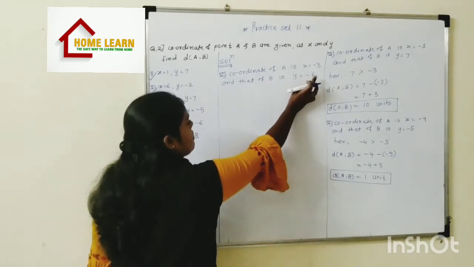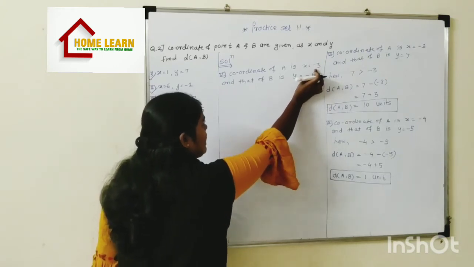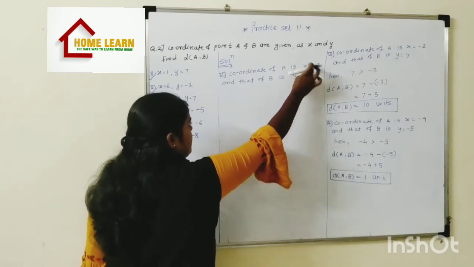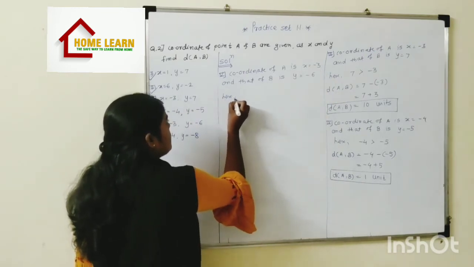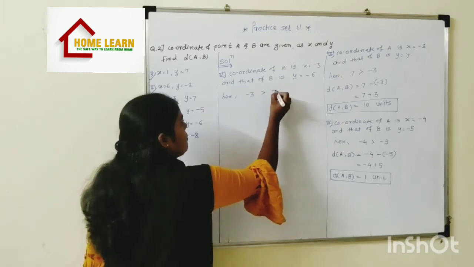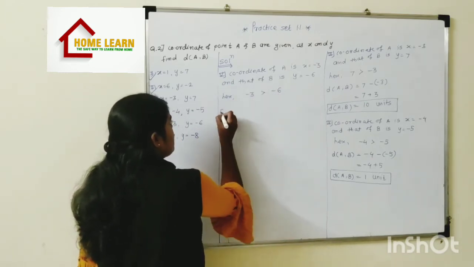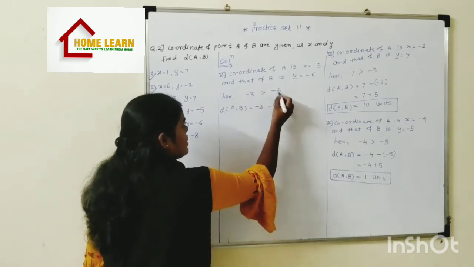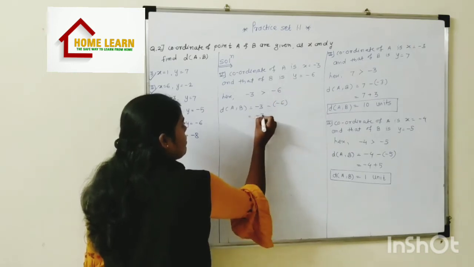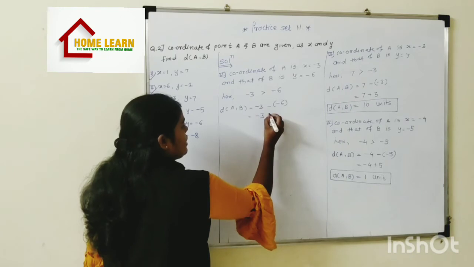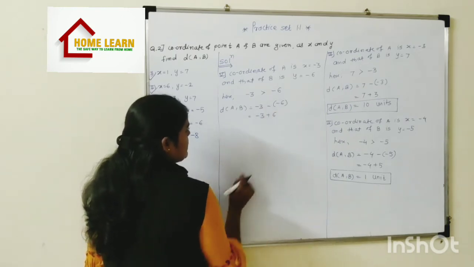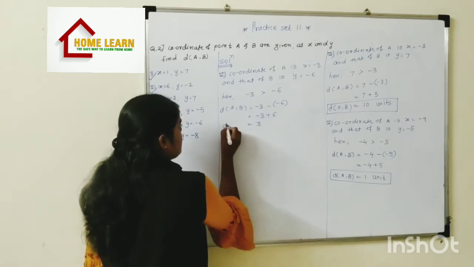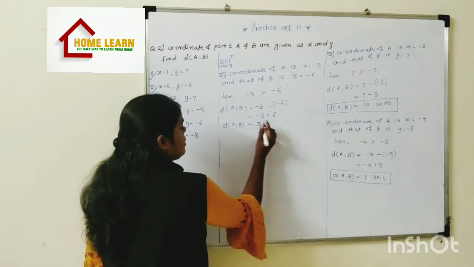Now see here, -6 is on the left-hand side while -3 is on the right-hand side on the number line. So -6 is less than -3. That is, -3 is greater than -6. So the distance between points A and B is the larger coordinate minus the smaller coordinate. -3 as it is, and this negative becomes positive, plus 6. So -3 plus 6 is equal to 3. Hence the distance between points A and B is 3 units.